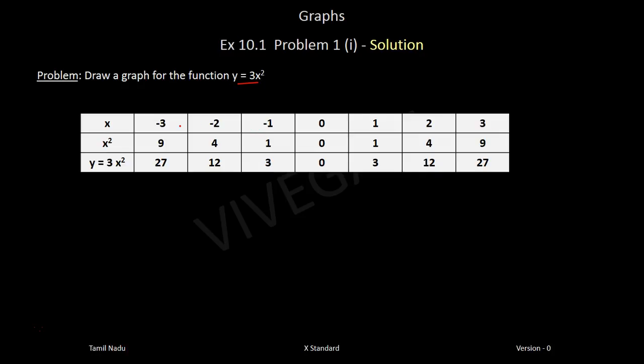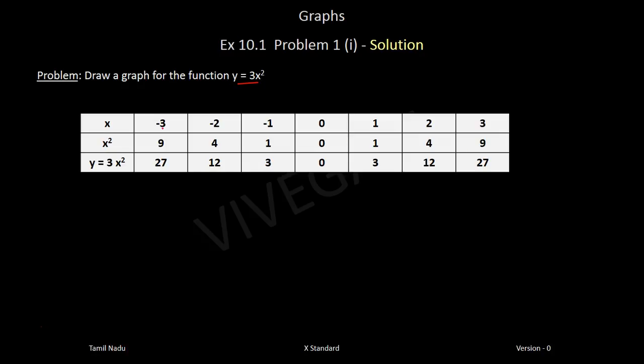Then you find the value of y. Because it's 3x square, I'm first finding out x square, and then multiplying that value by 3 to get 3x square. So -3 square of that is 9, and 3 times 9 is 27. -2 square of it is 4, 3 times 4 is 12, -1 square of it is 1, and 3 times 1 is 3. Similarly, you can complete the remaining cells of this table.